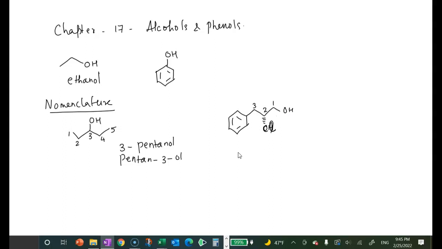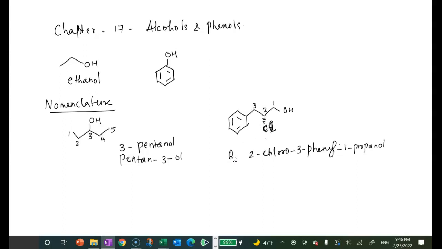This compound will be named 2-chloro, and then at the third position you have the phenyl ring, so 3-phenyl propanol, or 1-propanol. However, we also need to identify the chiral center here. If you look at this, it has an R stereochemistry, so this will be named R-2-chloro-3-phenyl-1-propanol.